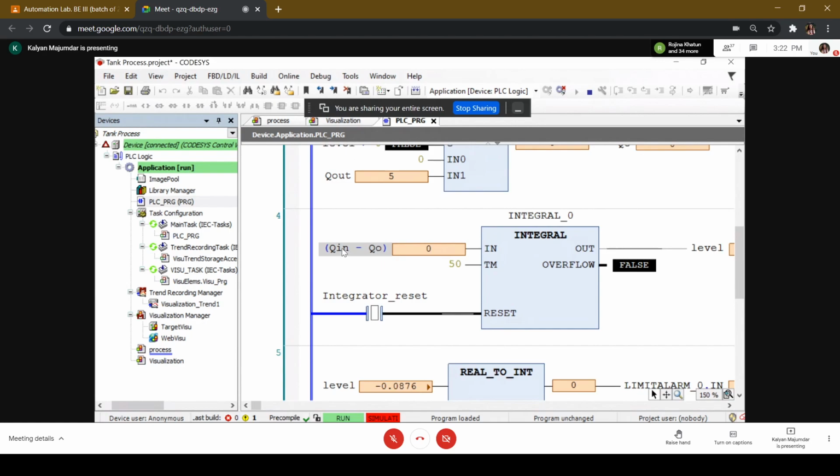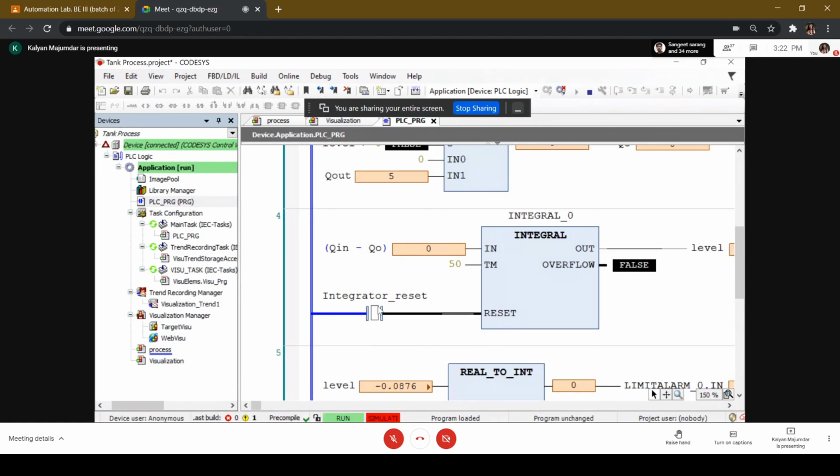So I don't need to take Q1, take Q2, calculate the difference using a subtraction operation, and assign that output to this input. That's not necessary. You can just do it in one step. You can write an expression rather than a variable. The expression is Q inflow rate minus Q outflow rate. So that is what is to be integrated.